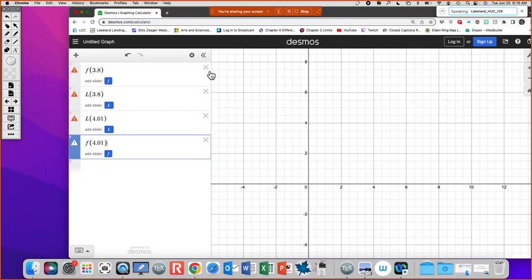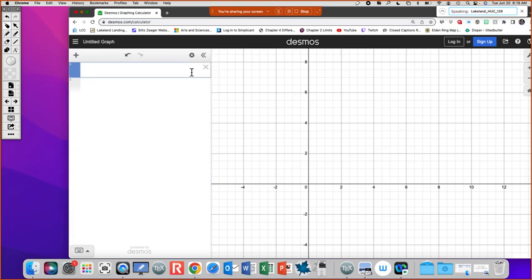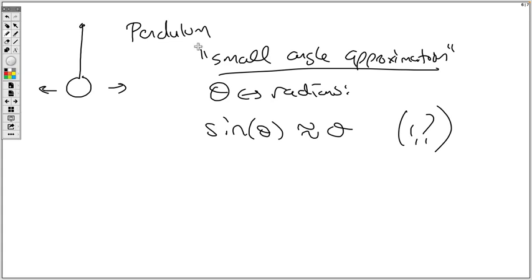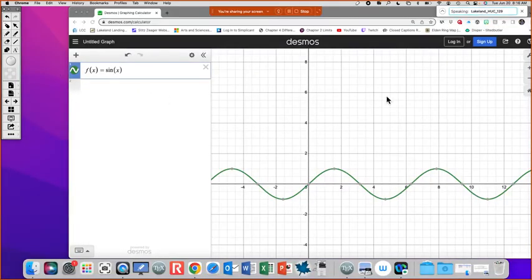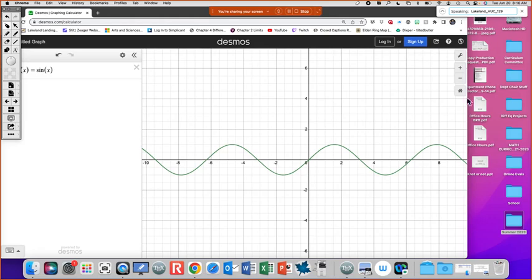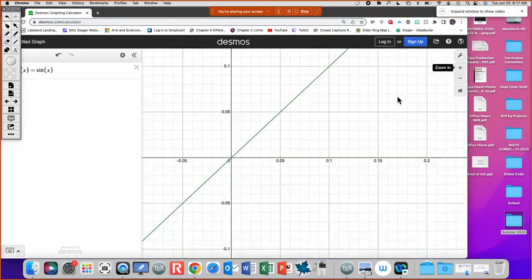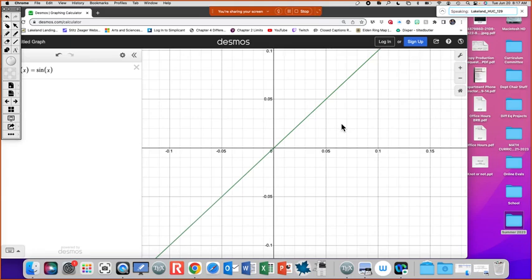Let's switch over to the sine. And when they say small angle approximation, they mean theta is roughly 0. You follow? In other words, you're not moving the thing very much. So, here's the sine function. Once again, we're using radians here. Let's zoom in. And by golly, that wavy sine wave, it sure looks like a line, right?